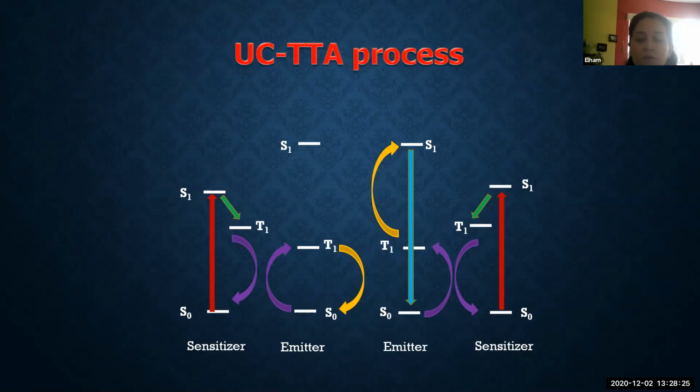The other problem is that the upconversion systems that existed until now could only absorb photons in the visible region. But if we want to use these on real solar cells, we need to absorb photons below the band gap, for example the silicon band gap.